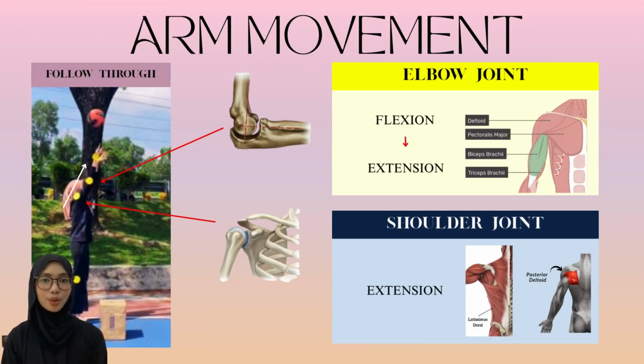In the follow-through phase, the arm remains straight after the ball is released. The shoulders stay extended with support from the latissimus dorsi and posterior deltoid to control and slow down the arm movement. The elbow moves from a bent position to a straight one, which means the motion changes from flexion to extension. The tricep remains active to maintain control and safely complete the throwing motion. Now, I will pass to Christina.